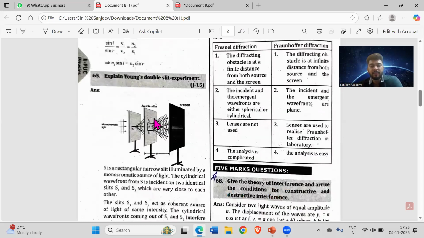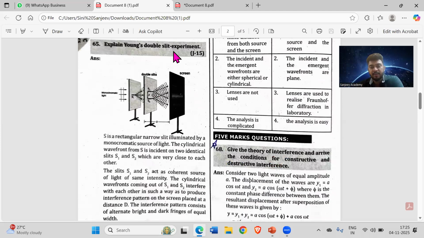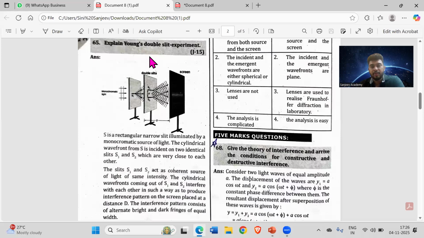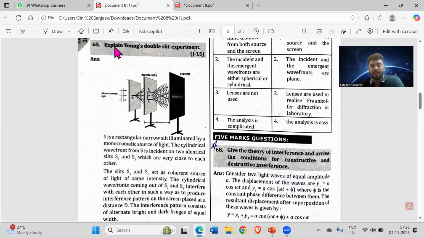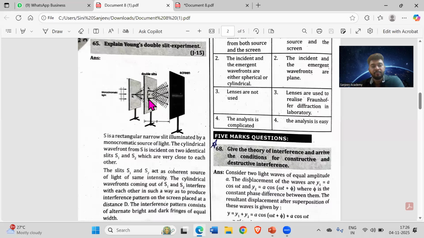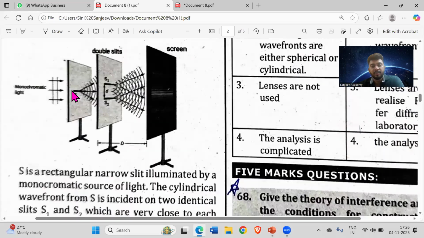Yeah, then comes our Young's double slit experiment. Normally from this chapter we can expect numericals for the board, not much theory, but again, note the theory also. Double slit means they are making two holes. Can you see here? Slit means hole. They are making one hole here.